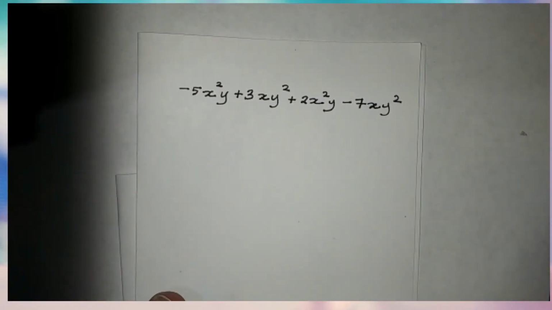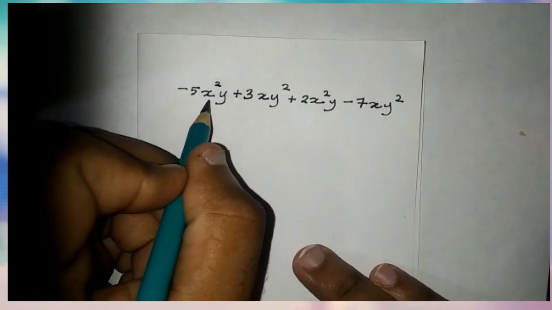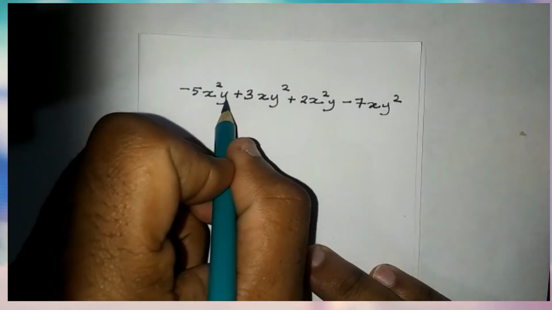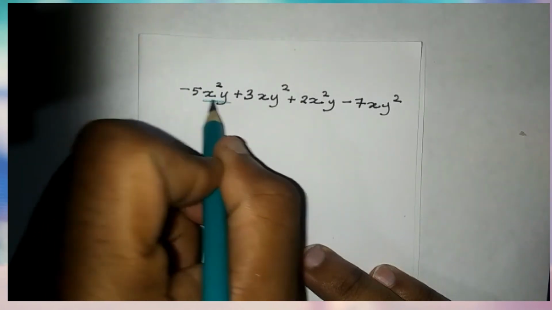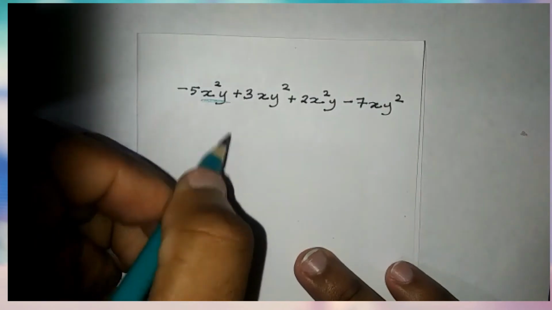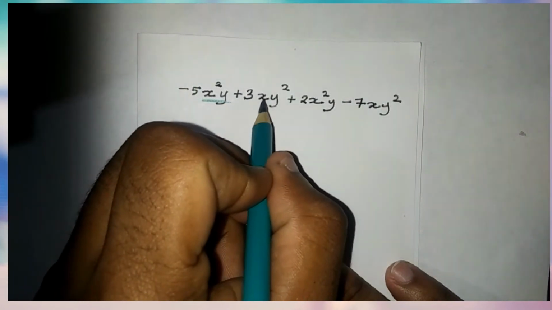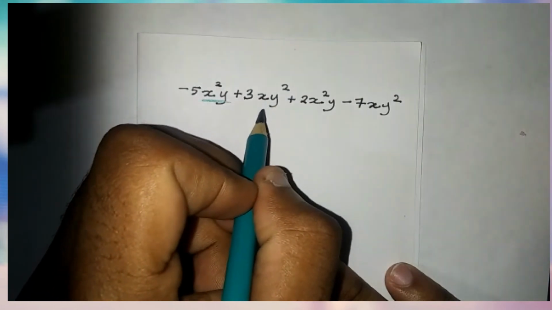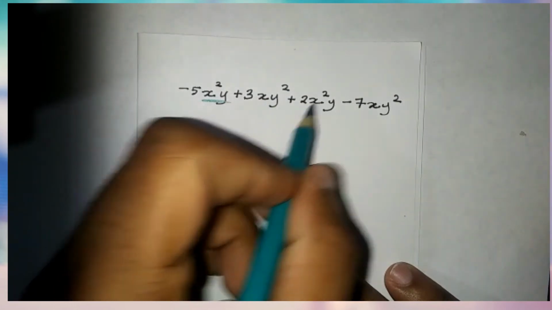Let's look at this one. Kind of long and complicated and drawn out, but same procedure. Just look for the like terms. Same variable, same power. Let's go. We have minus 5x squared y. So I'm looking for all the x squared y's. Let's look at this one, xy squared. The square is in the wrong place. Not a like term.